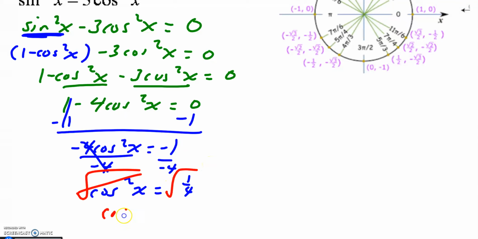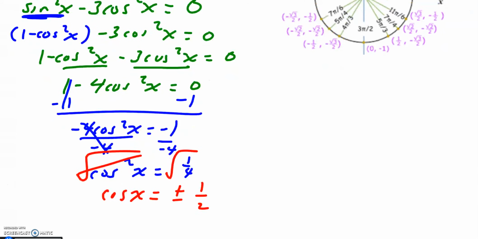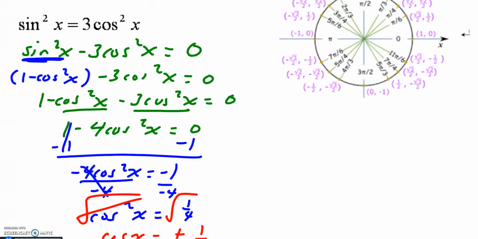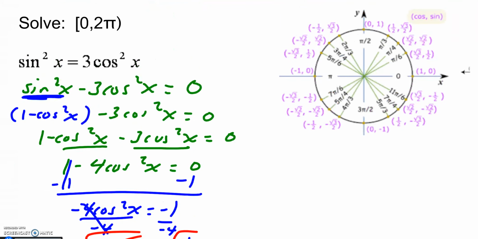And if I do that, I would get cosine is equal to plus or minus square root of 1 is 1, square root of 4 is 2. So we're really saying where on the unit circle are my x values plus or minus 1/2. Well, if I look back up here, the places where my x values are plus or minus 1/2 are here, here, here, and here. So my angle answers, one rotation, would be pi over 3, 2 pi over 3, 4 pi over 3, and 5 pi over 3.